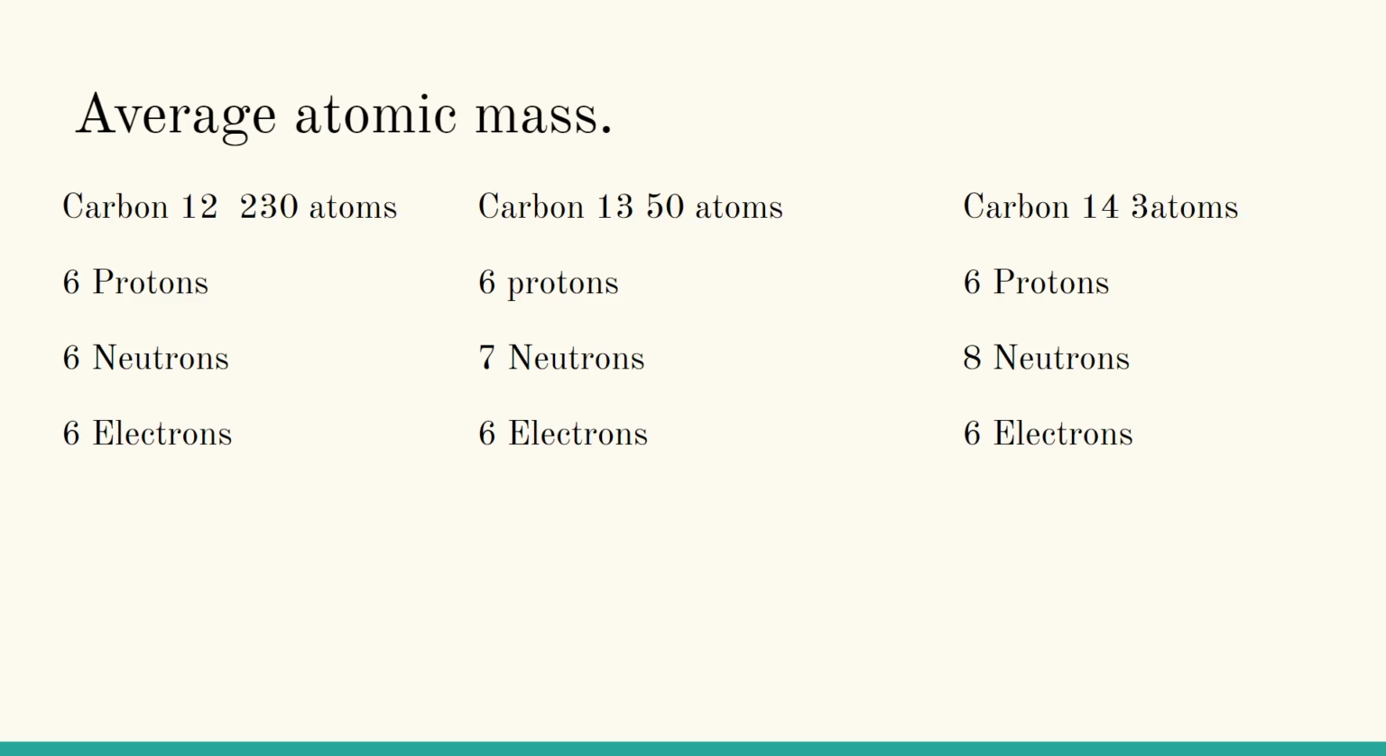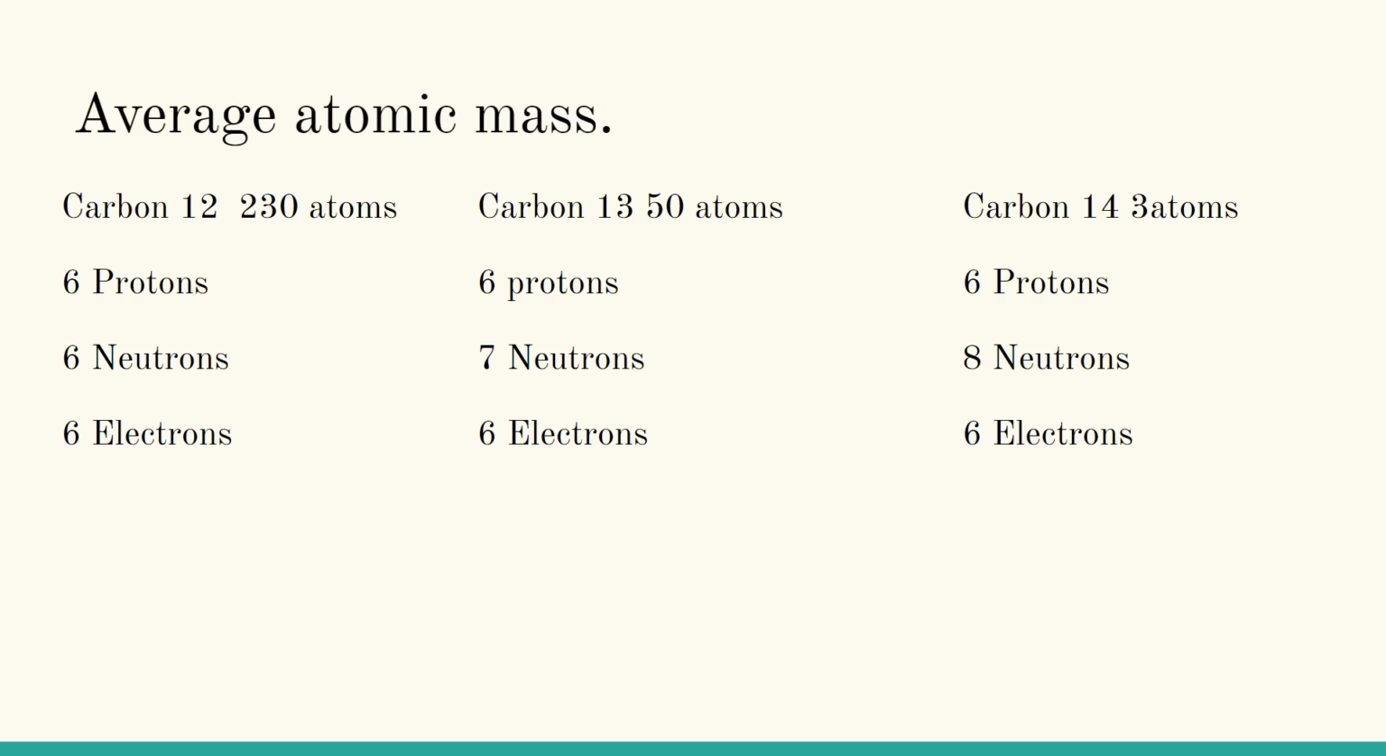Now, what we're going to do here is figure out how to solve for atomic mass. An average atomic mass is going to end up being an average of all the different types of carbon that there are. So, first we're going to start with carbon-12, and carbon-12 is going to have 230 atoms. Carbon-13 will have 50 atoms, and carbon-14 is going to have 3 atoms.